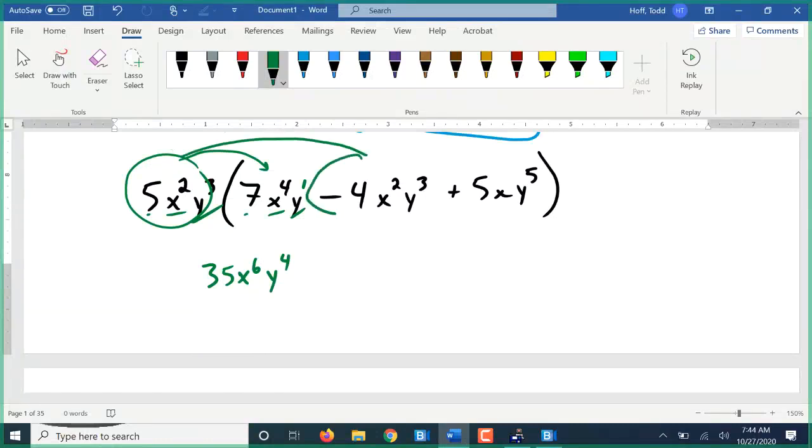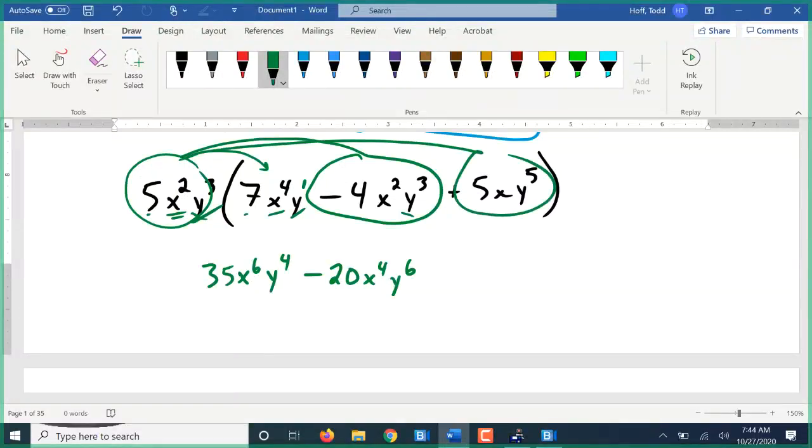5x squared y to the third times a negative 4x squared y to the third. 5 times negative 4 is a negative 20. X squared times x squared is x to the fourth. And y to the third times y to the third is y to the sixth.